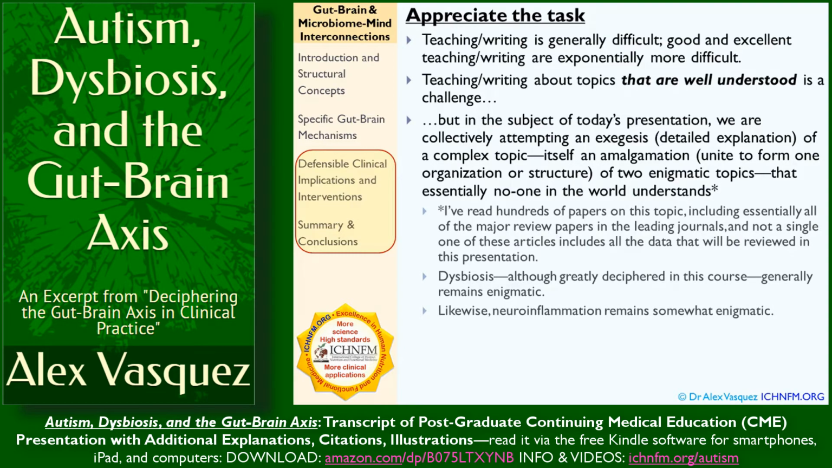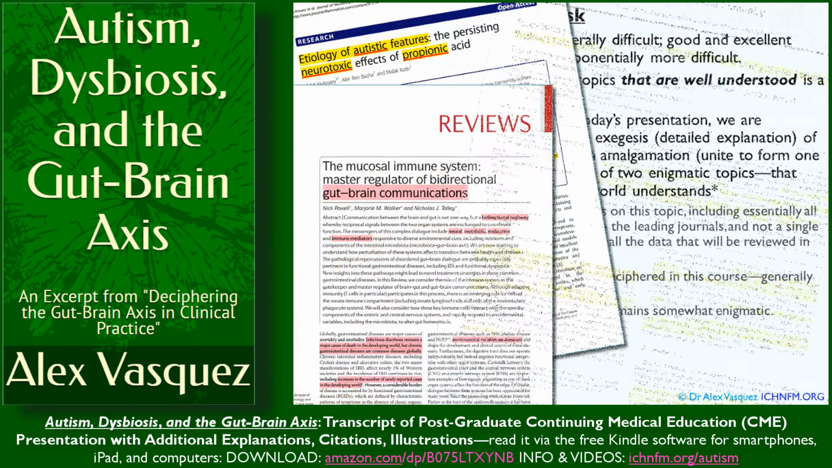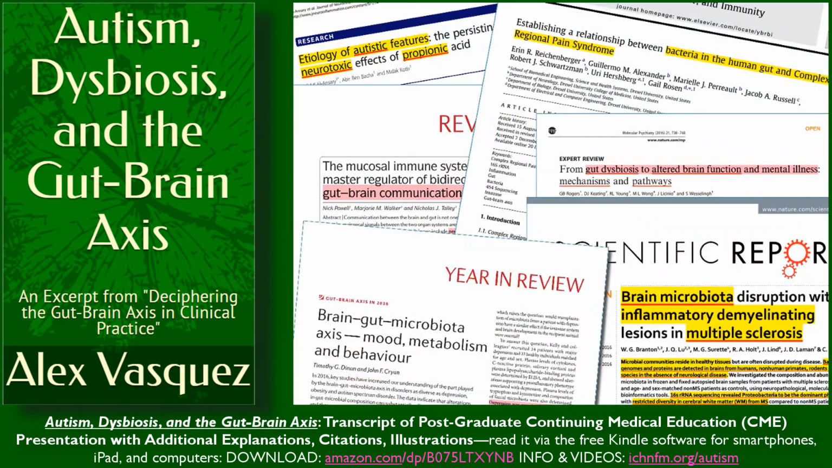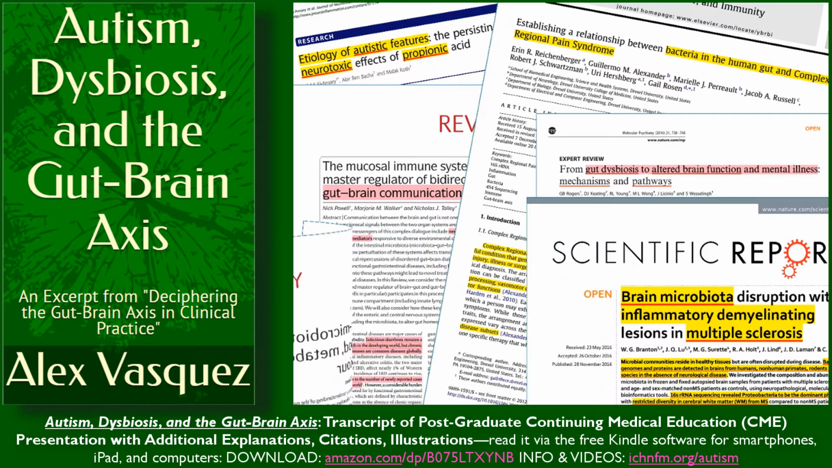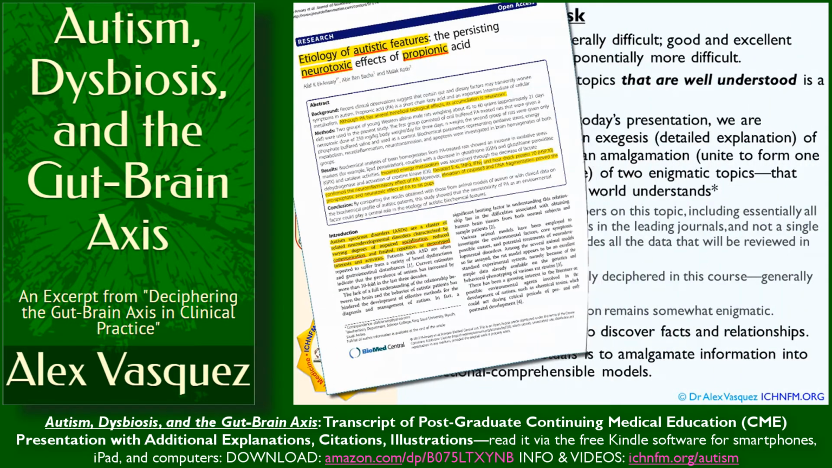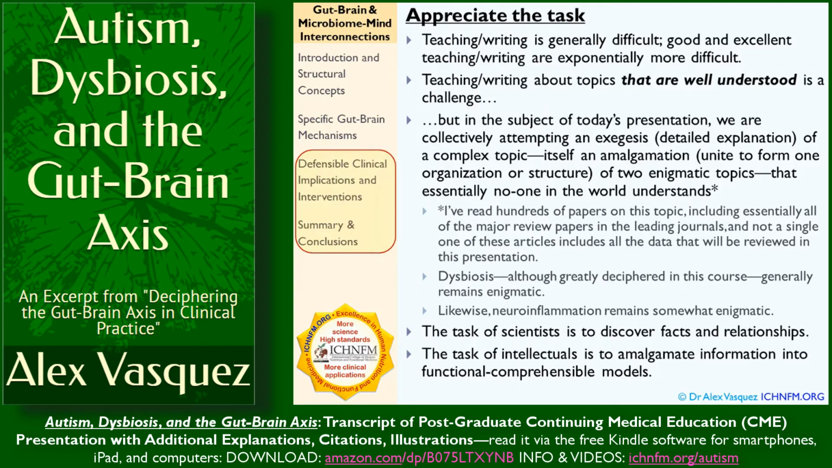I've certainly done my due diligence in that I've read hundreds of articles on this topic, including essentially all of the major review papers. I'll talk about some of the better papers perhaps later in today's presentation. All of these have been published in leading journals, and not a single one of these articles has included all of the information that I'm going to cover today. As I state towards the bottom, the task of scientists is to discover facts and relationships. The task of intellectuals is to amalgamate all of that information into functional, comprehensible, and impactful models.